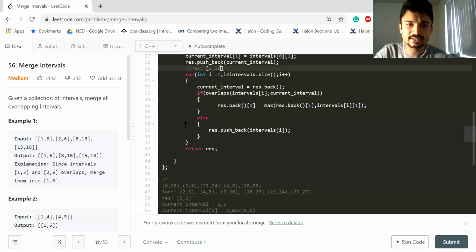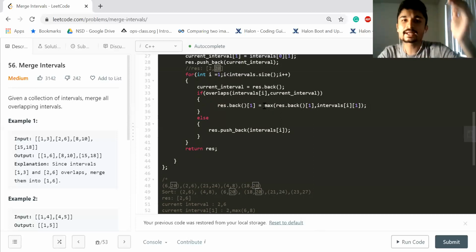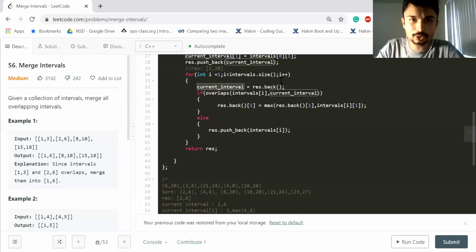Next, in the next iteration, I am pointing at 18,20. The current interval is 2,20. So 2,20 and 18,20, do they overlap? Yes, they do overlap. And the back would be the maximum of 20,20 out here. So that is why you just have a 20 here. So you do not really change anything.